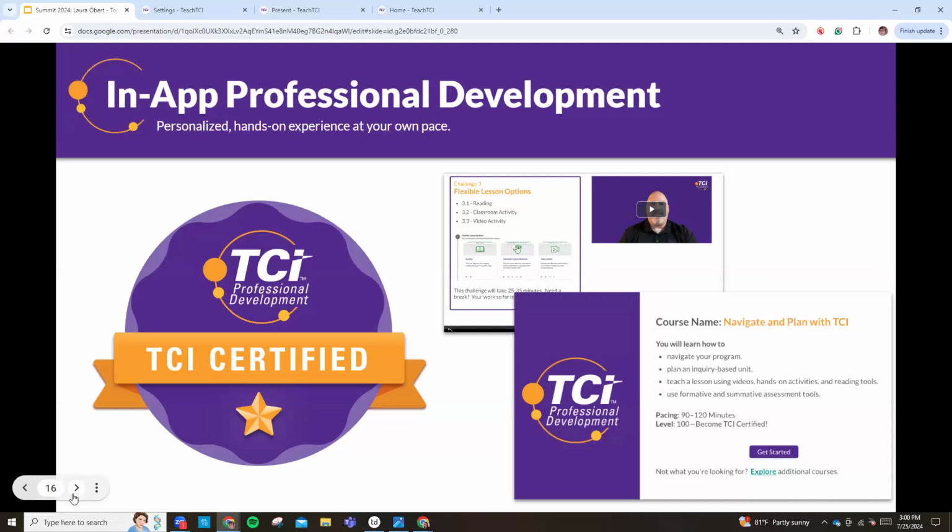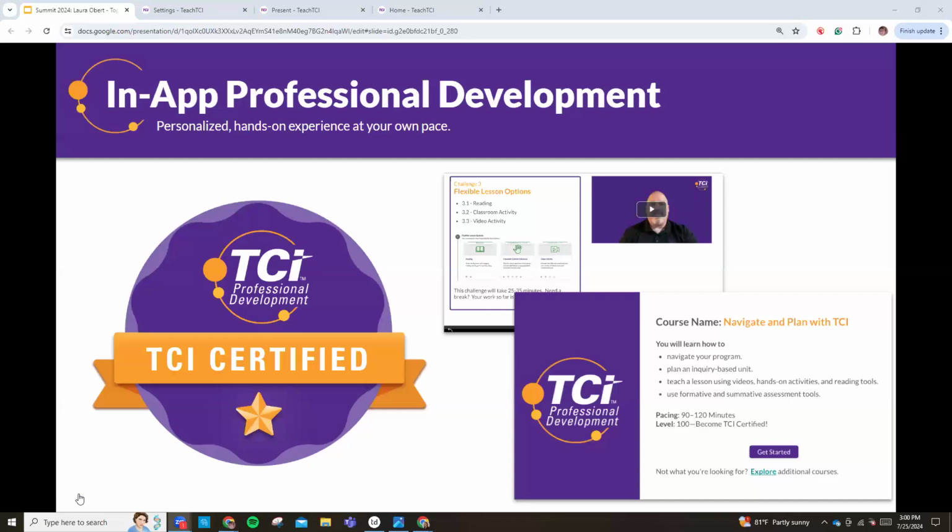And so definitely go in, whether you get PD points for it or not. If there's any component within TCI that you feel like you're struggling with, or resources that you're like, I don't really remember where to find these, and the people in Summit went through it really quickly, in-app PD is where you're going to get any answers to any questions that you may possibly have. So definitely go through and take a look at that when you have a chance.